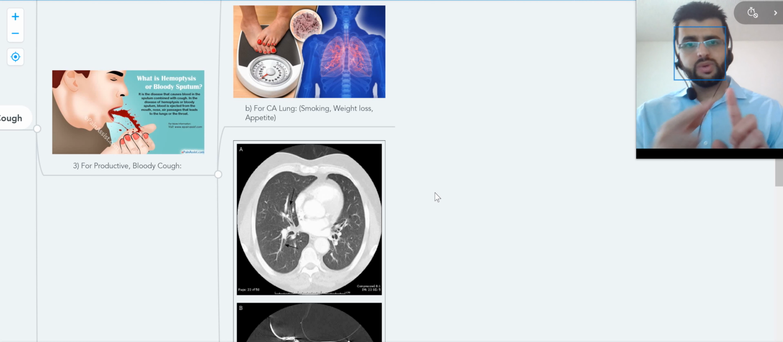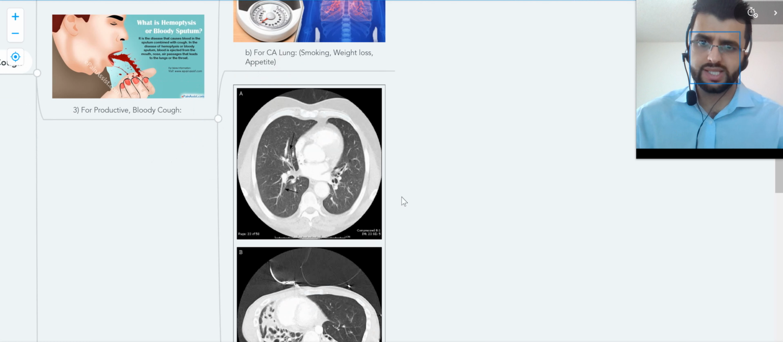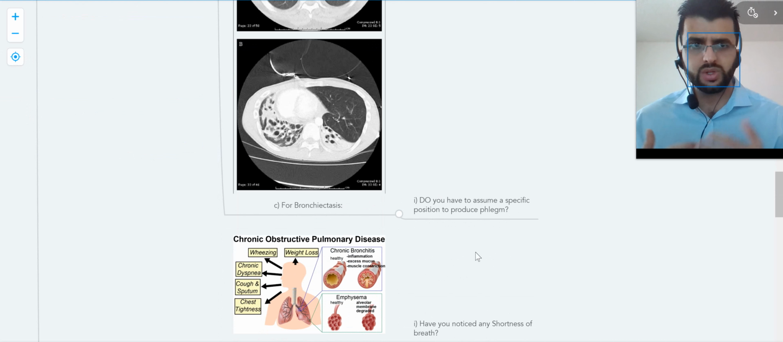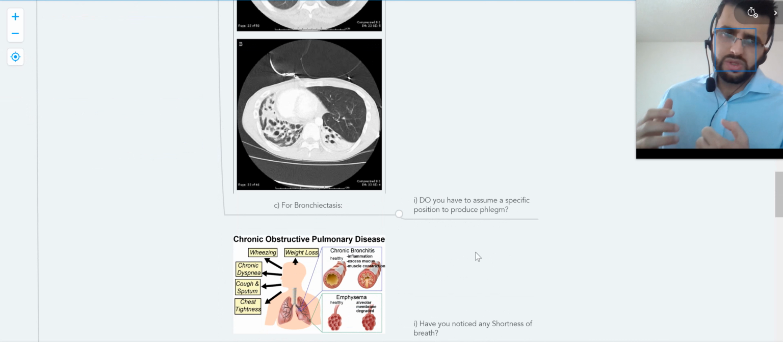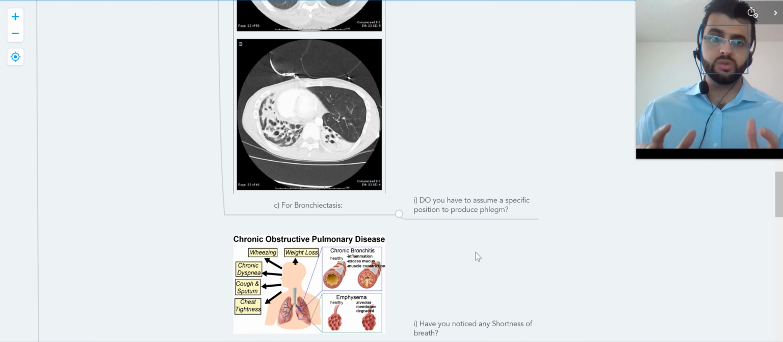For lung cancer, we ask any smoking, weight loss, appetite. Three things indicative of lung cancer. For bronchiectasis, we ask, do you have to assume a specific position to produce phlegm? Because this is important. They produce phlegm in a specific position. This is a symptom of bronchiectasis, so pay attention to that. Very important question.